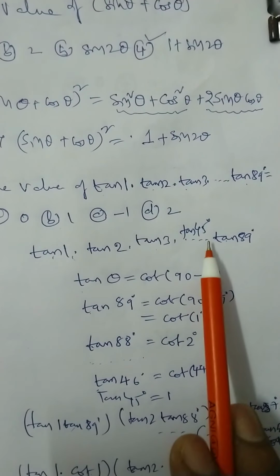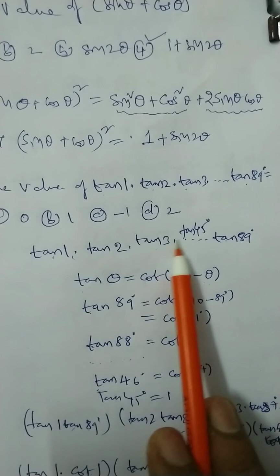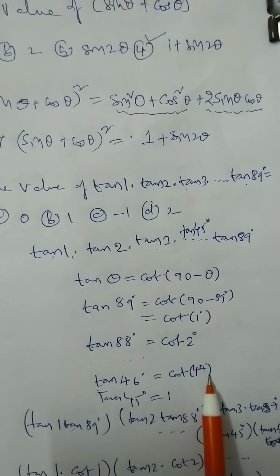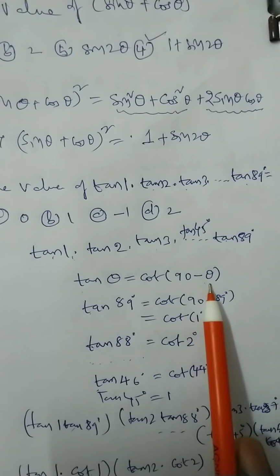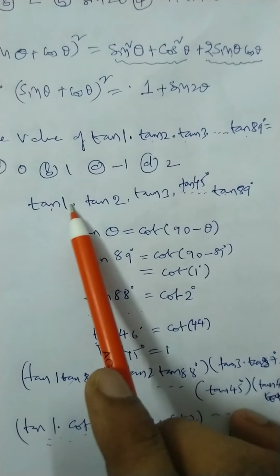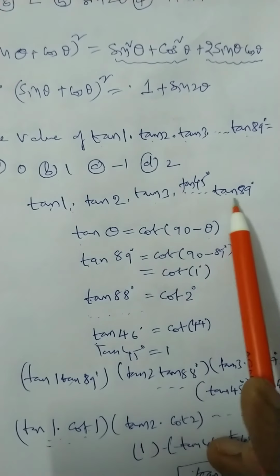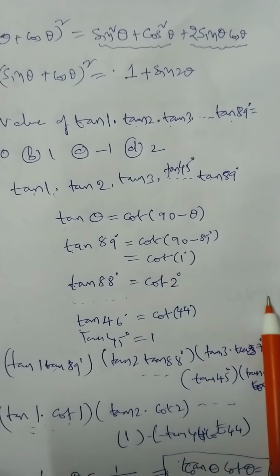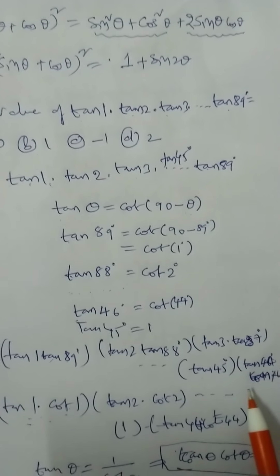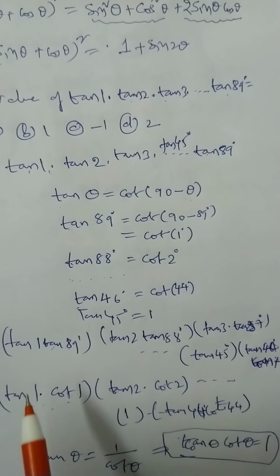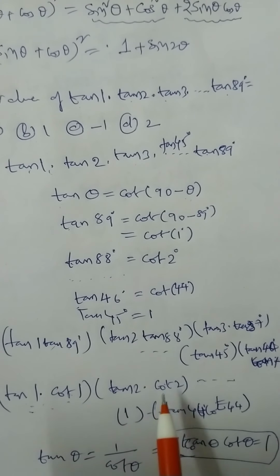In a similar way, before tan 45 we have tan 44, and after tan 45 we have tan 46. So tan 46 can be written as cot 44 degrees, using the formula cot of 90 minus theta. Now we gather the product of tan 1 and tan 89 in one place, tan 2 and tan 88 in one place, tan 3 and tan 87 in one place, and tan 45 will be in the middle. Tan 89 is cot 1, tan 88 is cot 2, likewise tan 45 is 1, and tan 44 into cot 44.